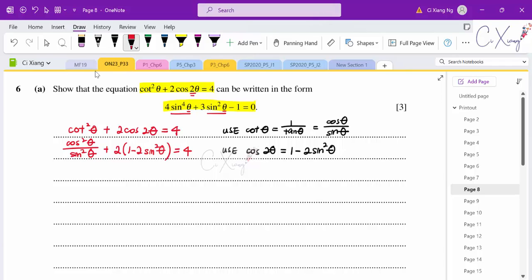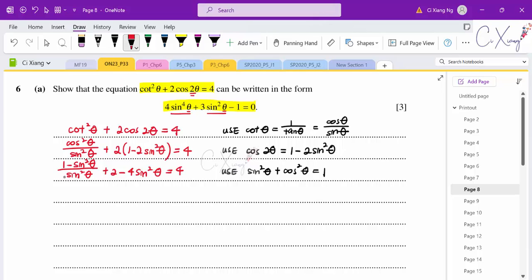So that is the first step. Next, for cos squared on top, you can change it to 1 minus sine squared. This is another identity we learned earlier in AS level: sine squared plus cos squared equals 1. Then plus 2, minus 4 sine squared theta, equals 4.